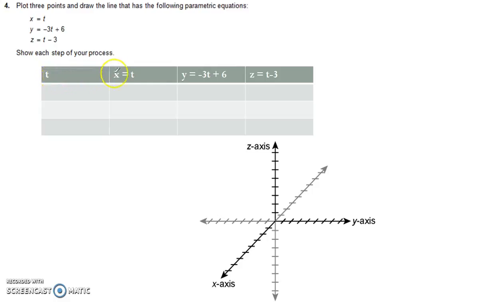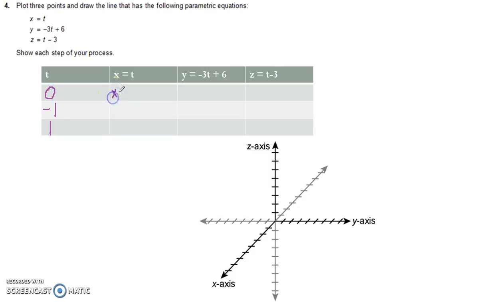So I created a chart just to keep my work organized, and I created the first column for t, and you get to choose any values you'd like there. So I will just do 0, -1, and +1. And then for x, we're going to use this first parametric equation, x equals t, to find it. So if my t value is 0, that means right here I would plug in a 0.